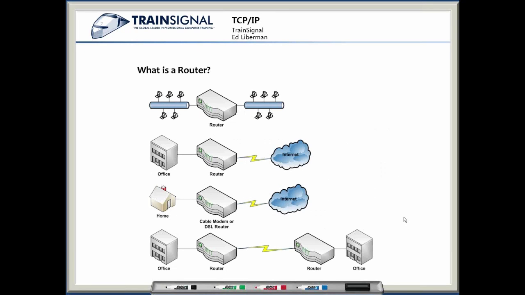Now, we see routers used in many different places. We can have a router just within our own network, where you may have two different segments of a network with different IP ranges, and they are connected within the office by a router. You may have a router separating your office from the internet. Your home is very often connected with a cable modem or DSL router, which, by the way, is also a NAT box, something that performs NAT, network address translation. That's how, when you're at home and you look at your home computer and see 192.168, you can still get on the internet.